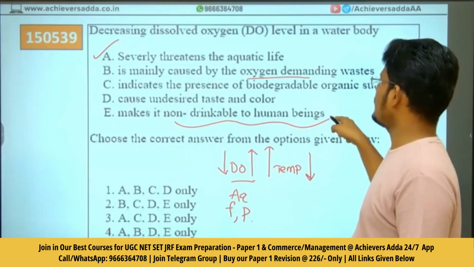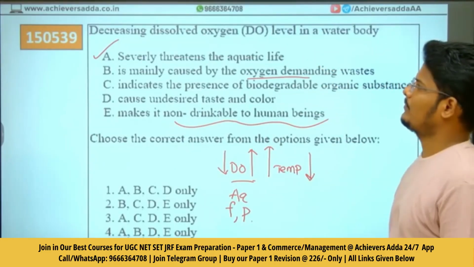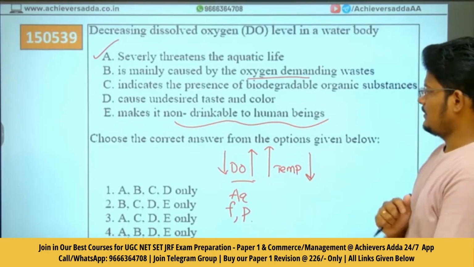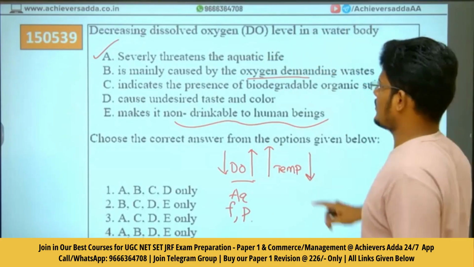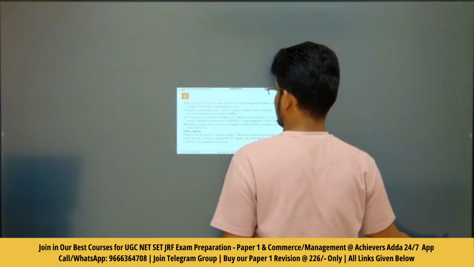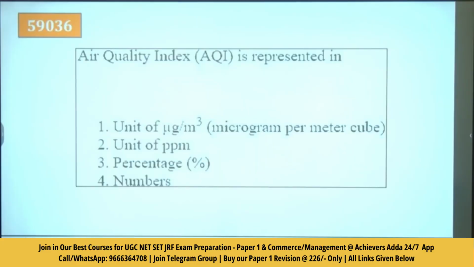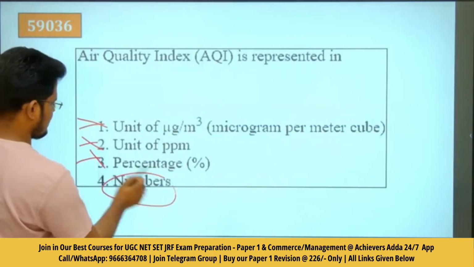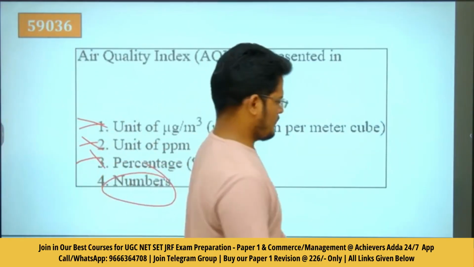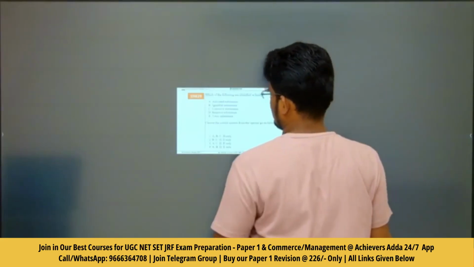So this is not related to the DO, because this statement is in the context of aquatic life, usually when they are talking about DO levels. Answer is a number. It is not a percentage, not ppm, not ug. This is simply a number, 0 to 50, 100, that kind of number only.